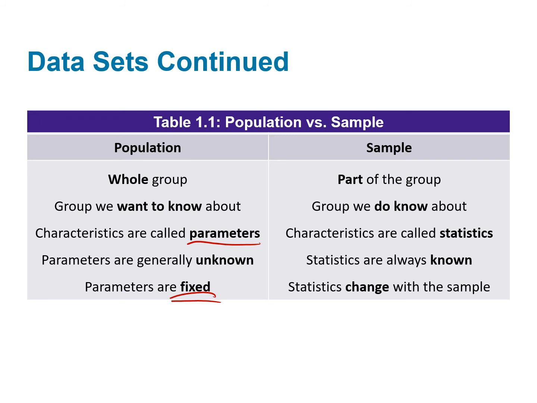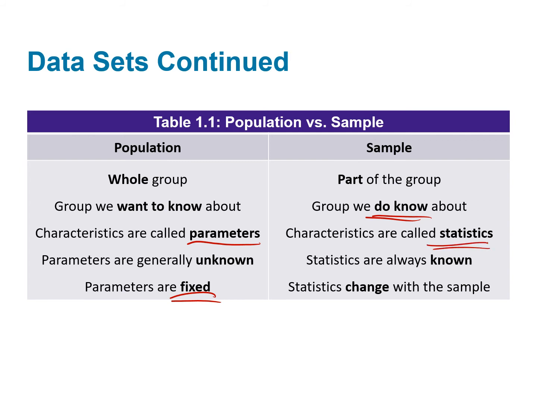A sample is a part of the population. So it's just a part of the group. The sample, you do know the information about. So we know the information about the sample, whereas the population, we want to know the information. So a lot of times we're going to use the sample, because we know that information about them, to make a claim or to verify a claim or to estimate a parameter about the population. So characteristics of our sample, we call them statistics.